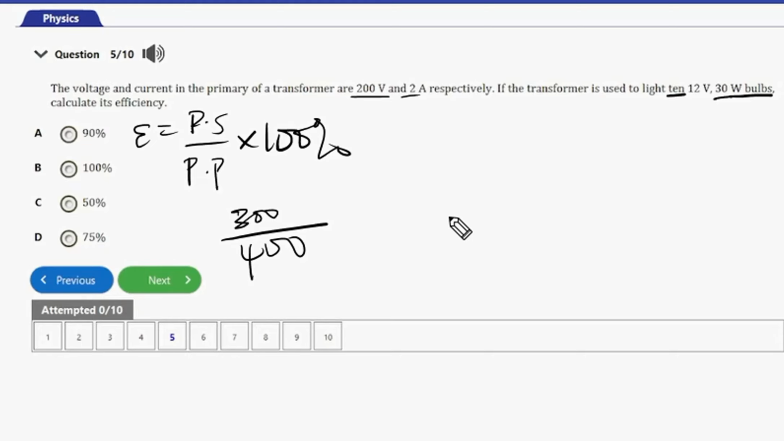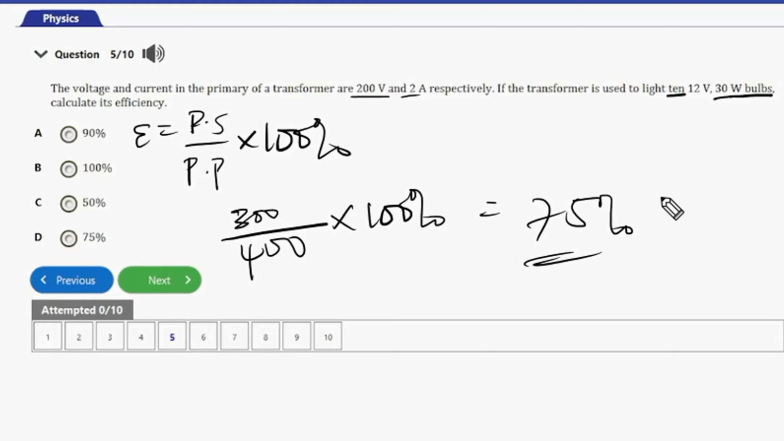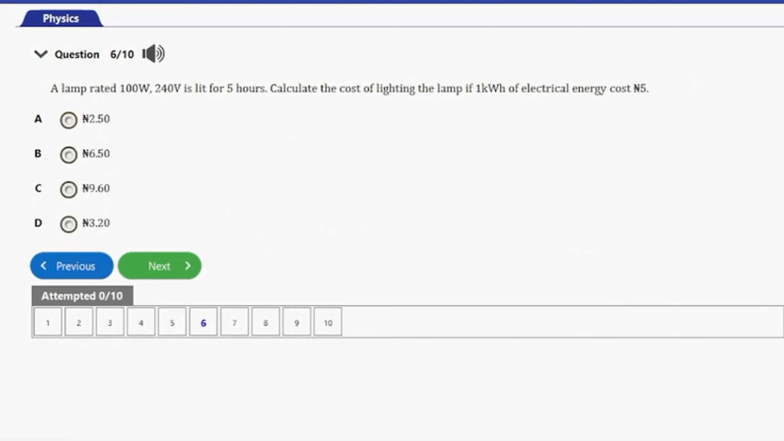So this will be multiplied by 100%. So when we do 300 over 400, that's 0.75. When we multiply this by 100, we'll have 75%. And that's it for this question, guys. Let's go ahead and wipe this, then let's consider the next question.